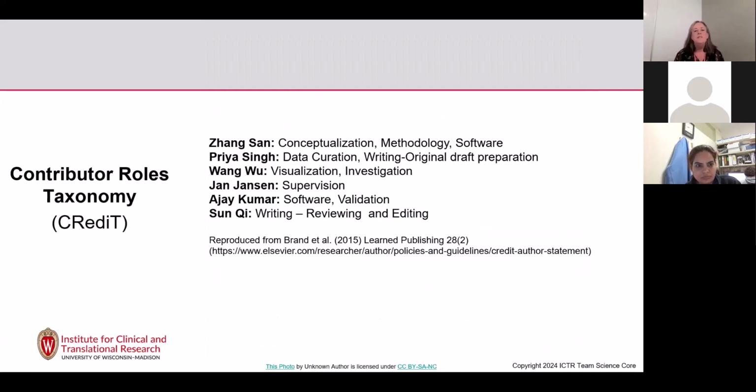And then here's an actual example that I took from Elsevier. And this is a paper, and I believe the reference is there if you want to go look at the paper. But these were authors of this paper, and you'll see that Zhang San was involved in conceptualization, methodology, software, whereas, jumping to the end, Sun Qi was involved in writing, reviewing, and editing. So this provides another way to help make it clear what people's contributions were to the project.